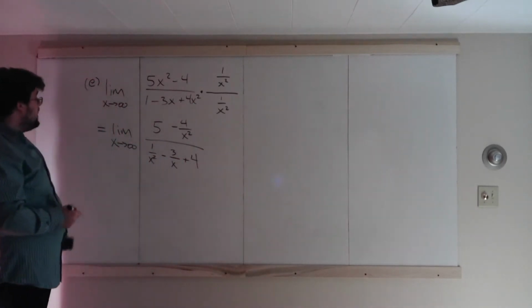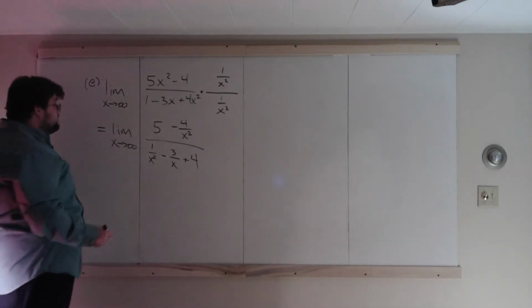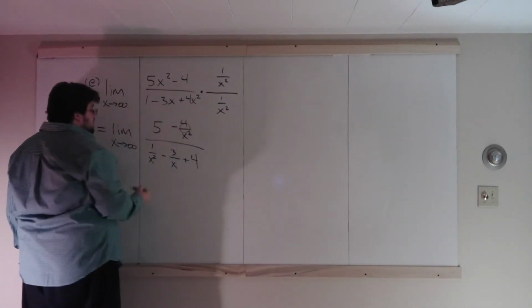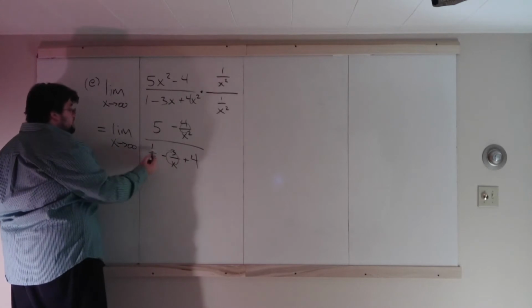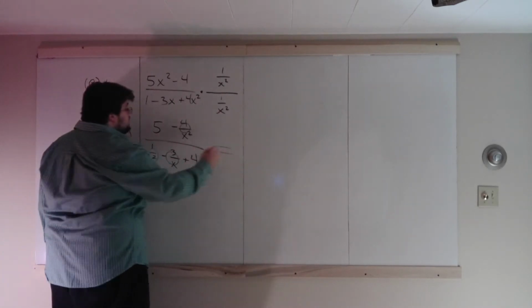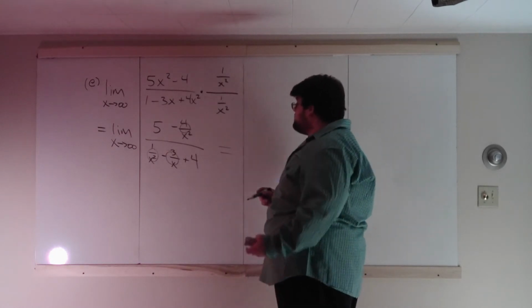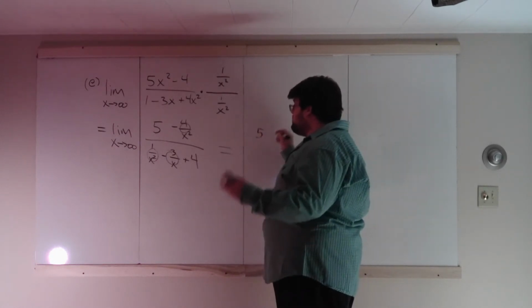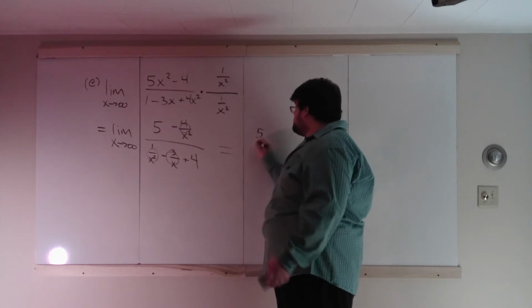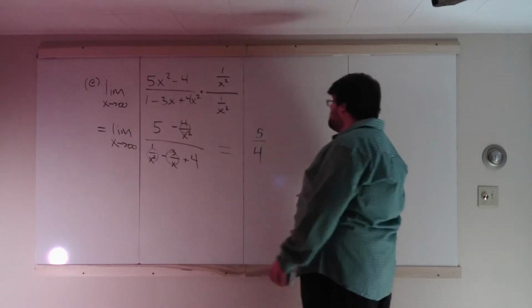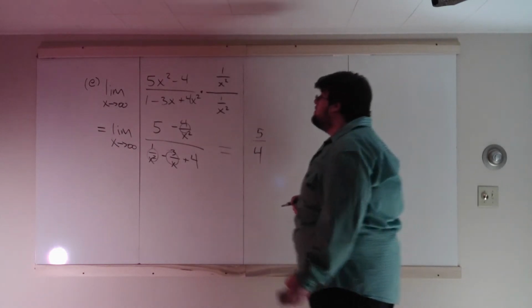The x squareds cancel. And now, as x goes to infinity, this goes to 0. This goes to 0. This goes to 0. So this limit, we've taken the limit now that we're sending everything to 0, so we don't need to write limits here, is 5 minus 0 over 0 minus 0 plus 4, so a positive 5/4.